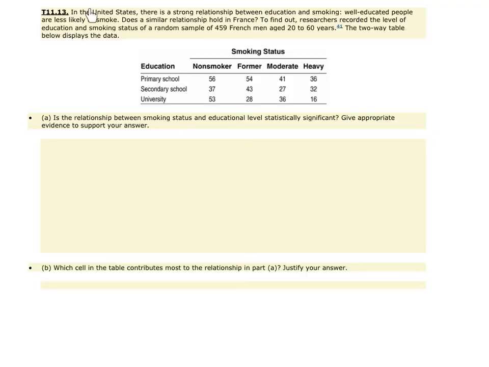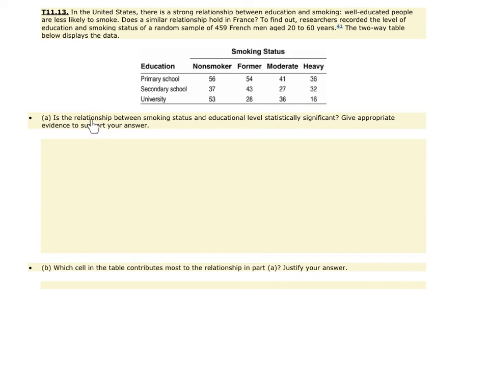Number 13, in the United States, there's a strong relationship between education and smoking. Well-educated people are less likely to smoke. Does a similar relationship hold in France? To find out, researchers recorded the level of education and smoking status of a random sample of 459 French men aged 20 to 60 years old. The two-way table displays the data. So here we've got it. Is the relationship between smoking status and education level statistically significant? Give appropriate evidence to support your answer.